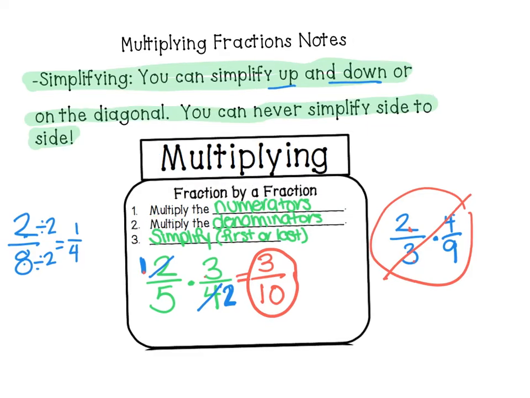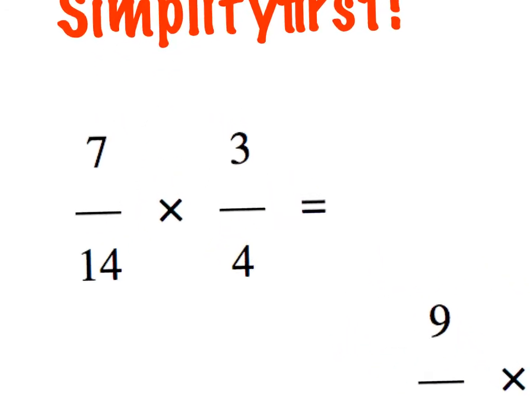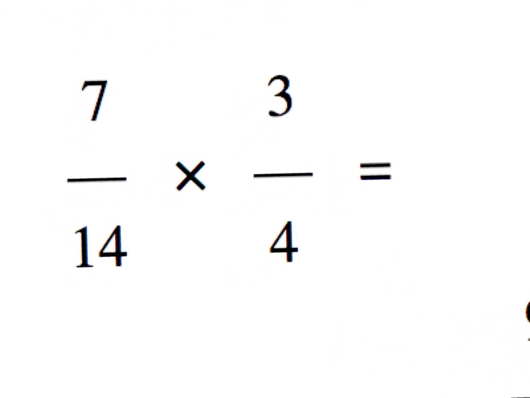Okay, so let's take a look at another example of multiplying two fractions. So again, I'm going to start by looking for anywhere that I can simplify first. Okay, so up and down or on a diagonal. And right here, I see that 7 and 14 are both divisible by 7. So I'm going to simplify by dividing those by 7. 7/14 turns into 1/2.